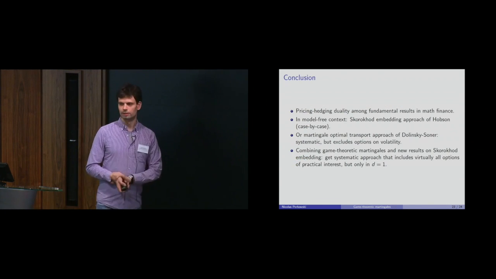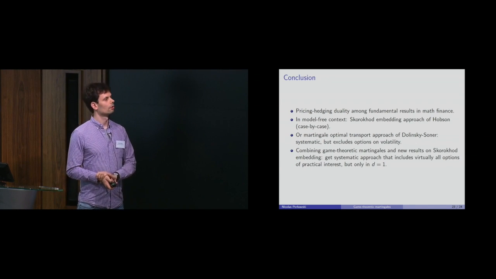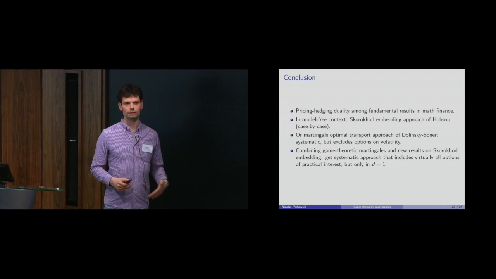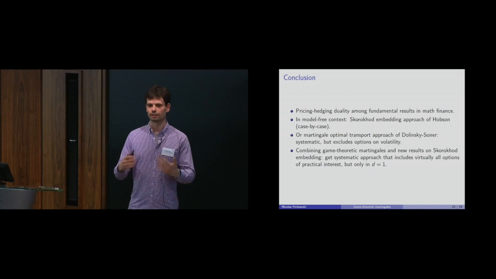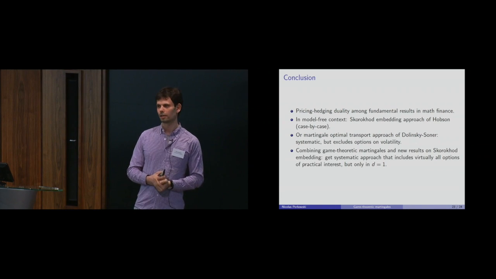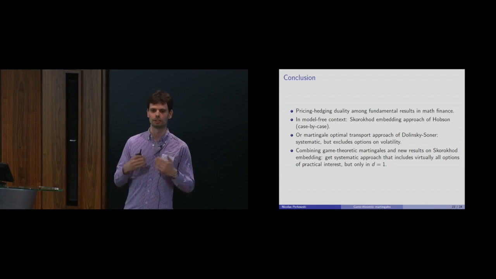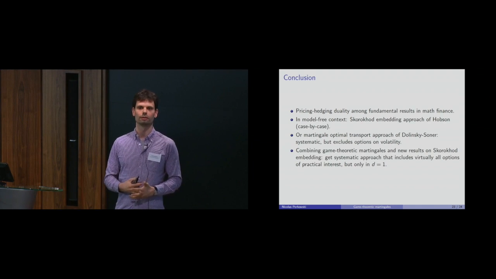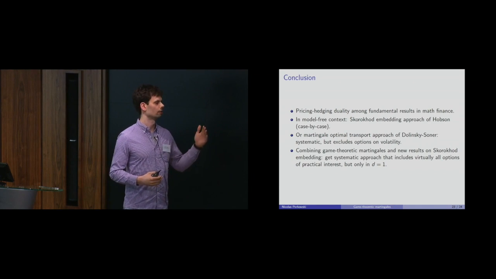Okay, so let me conclude. We saw that this pricing-hedging duality comes up again and again, in many different shapes and forms. In the model-free context, it is usually derived using the Skorokhod embedding approach, but you need a new argument for every new derivative. So you cannot get a general result.